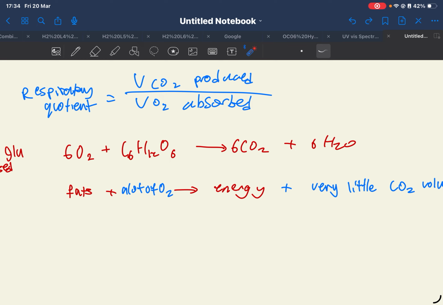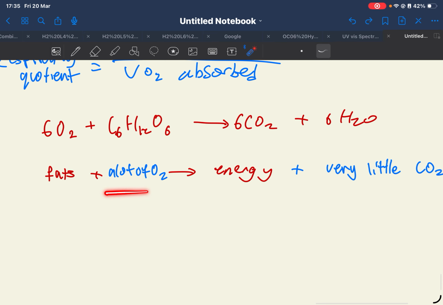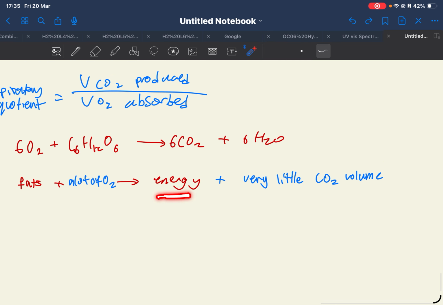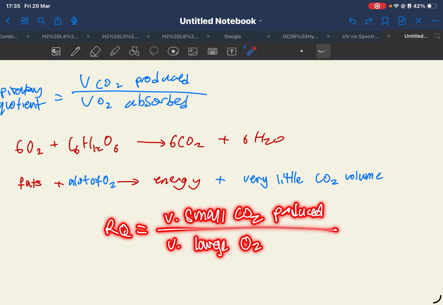So in A levels, they may test fats or protein oxidation. So the RQ of these will be less than 1, and I'll explain why now. So for fats, fats oxidation requires a lot of O2. You just need to know a lot. You don't have to know the exact number, because it varies. Produce energy or release energy in this case, but very little CO2 volume is produced. So in other words, RQ will be equal to very small CO2 produced over very large O2 absorbed. Okay, a lot of O2 is absorbed to oxidize fats, but little CO2 volume is produced.